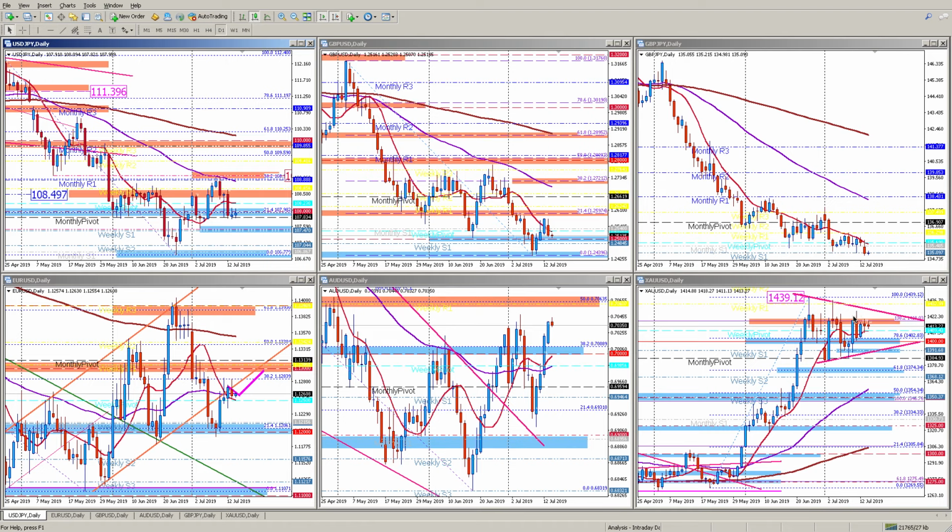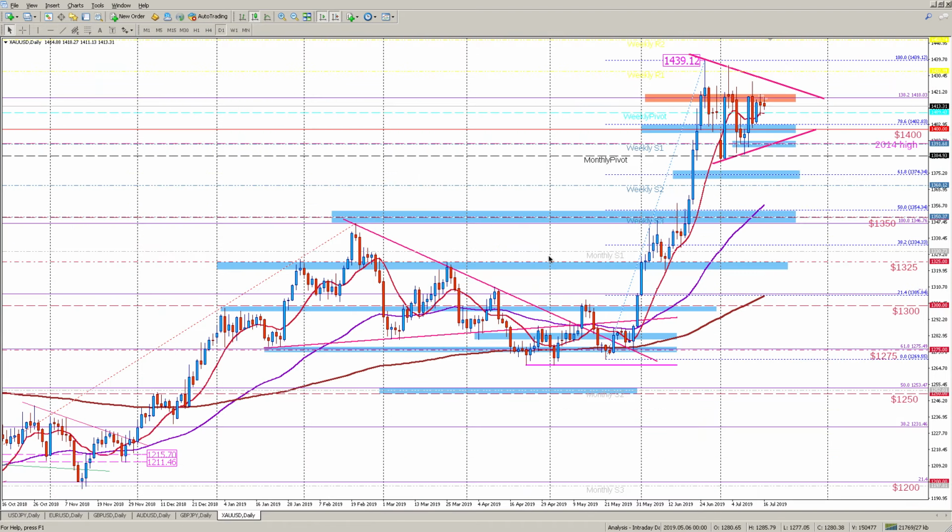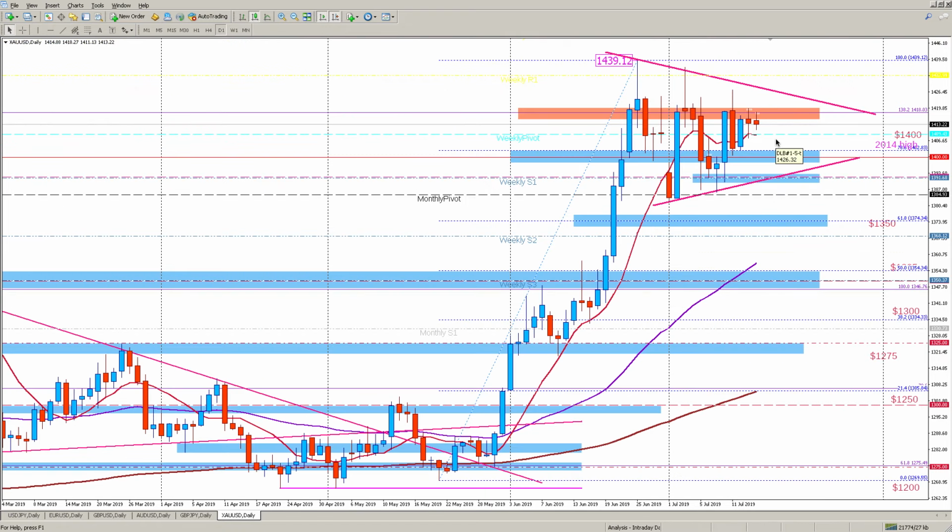Alright, let's move on to spot gold. Let me just expand this slightly. Spot gold found support at the 10 SMA, which coincides with the weekly pivot as well at the 1409 area, and it did try to break up higher above the 138 Fibonacci level, but then closed the day as a spinning top.